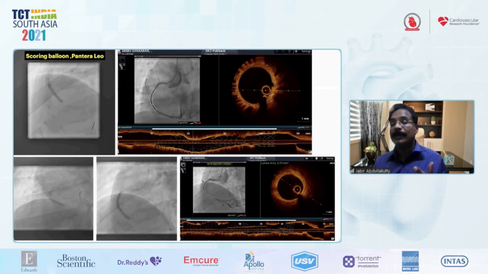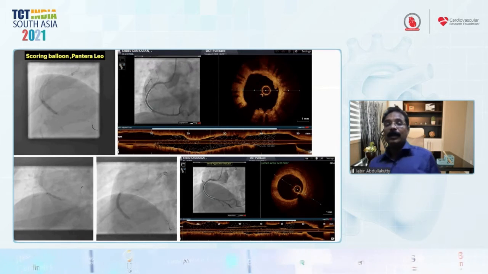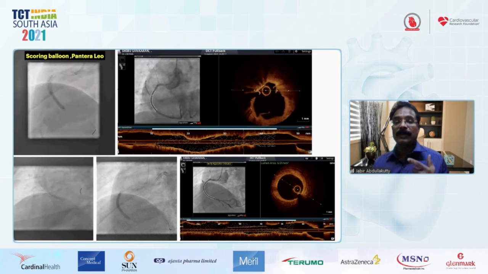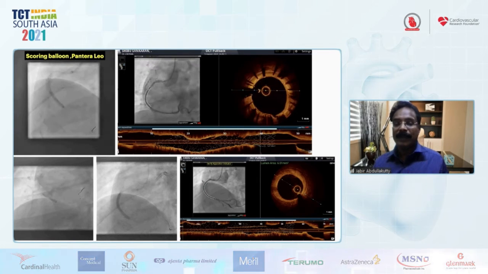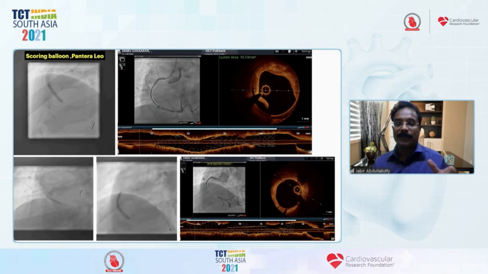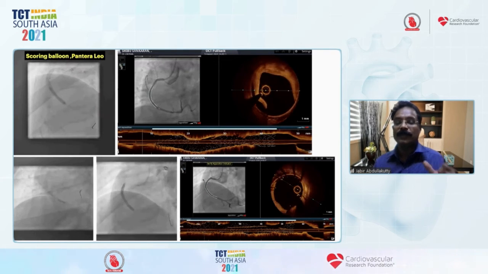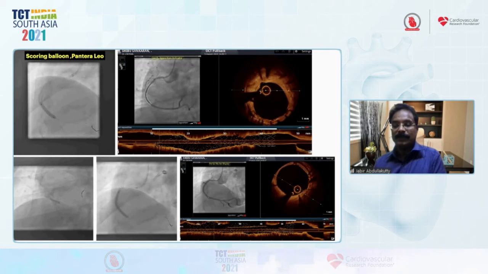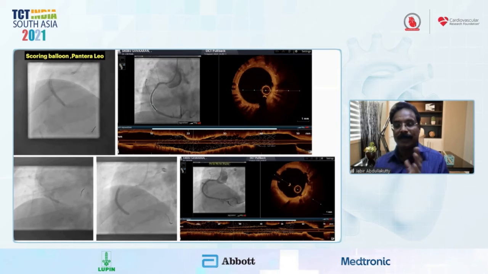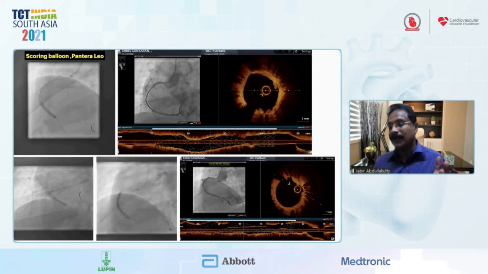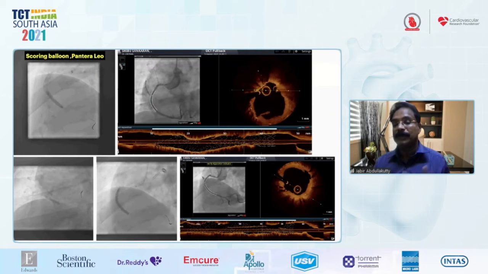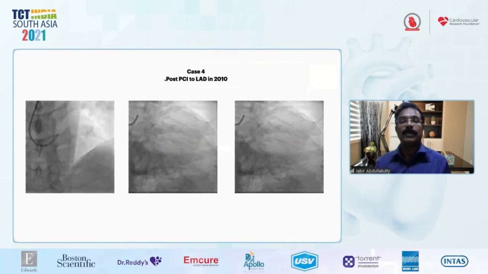And this aggressive dilatation resulted in, you can see on the OCT, an edge dissection at the distal part of the stent. And that edge dissection we covered with another stent, and the overlapping stent area where there was restenosis was tackled with a drug-eluting balloon. And this is the final result in the OCT, which shows a decent result. So this is a re-restenosis treated with a DEB. And there is another 5 to 10% chance of recurrent restenosis in this patient.